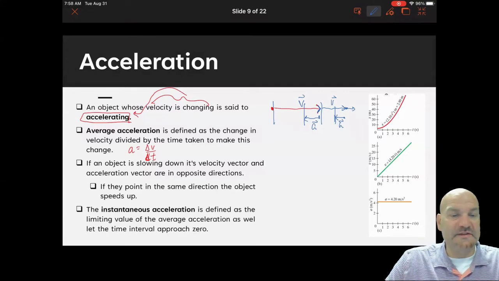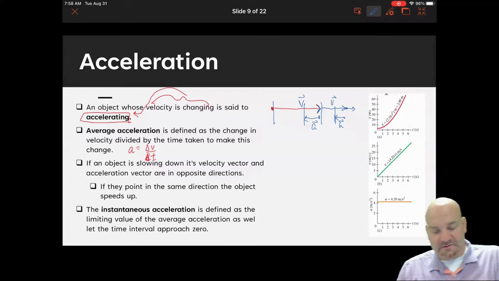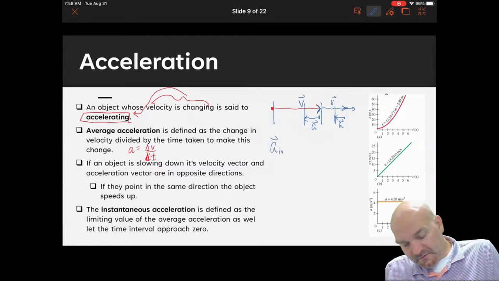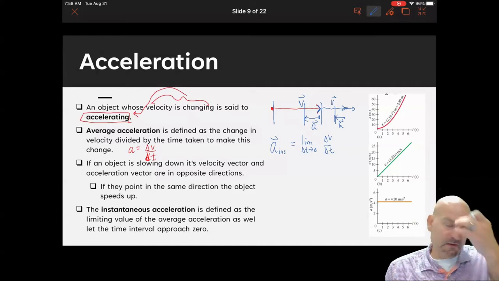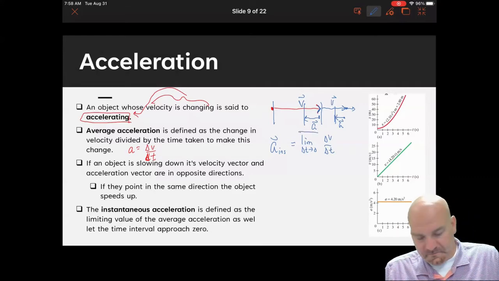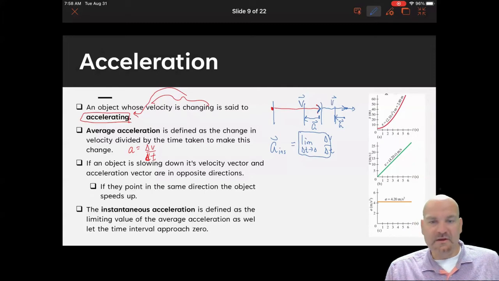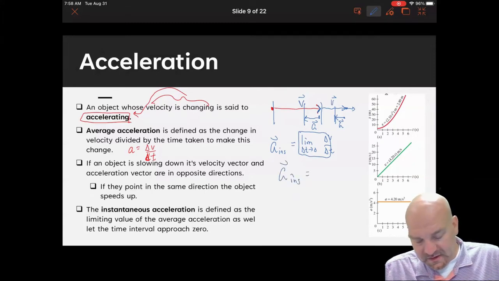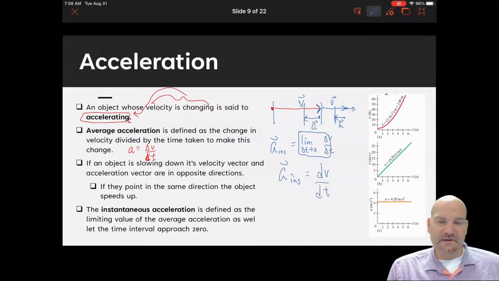Now, we also can talk about instantaneous acceleration. It's defined as the limiting value of the average acceleration as we let the time interval approach zero. So the instantaneous acceleration is the limit as delta t approaches zero of delta v over delta t. We're going to make that very small. This notation tells me that the instantaneous acceleration is simply the derivative of the velocity, or dv/dt.